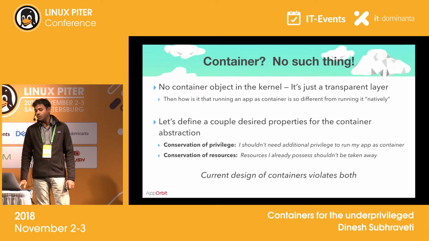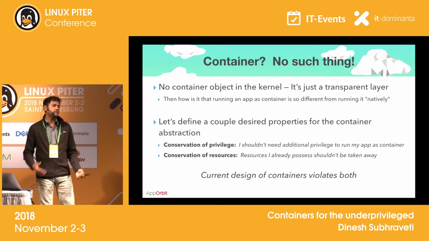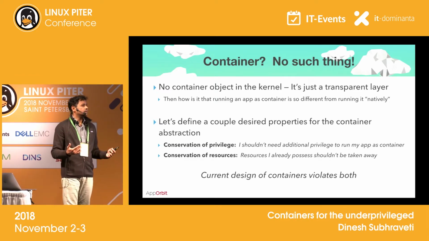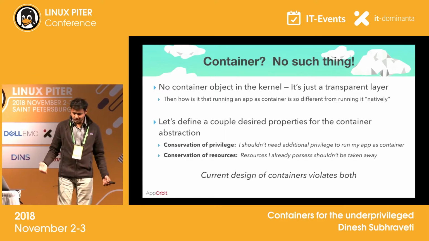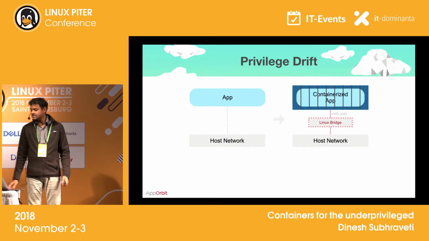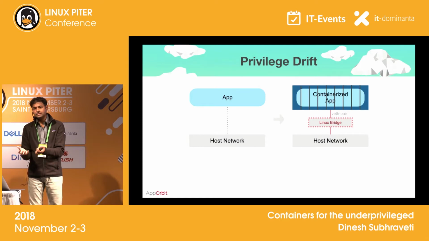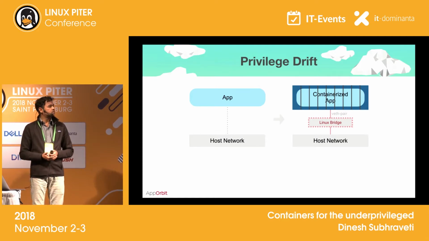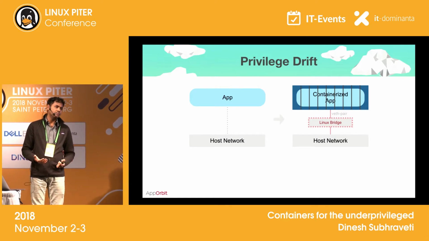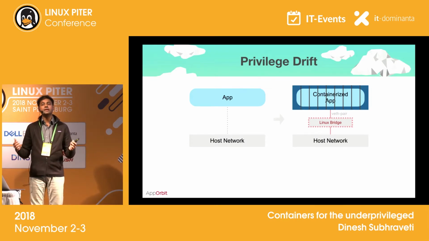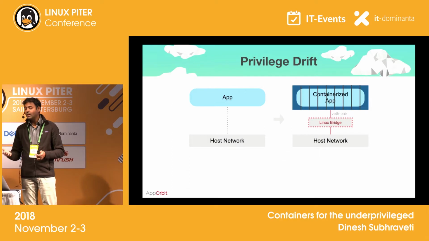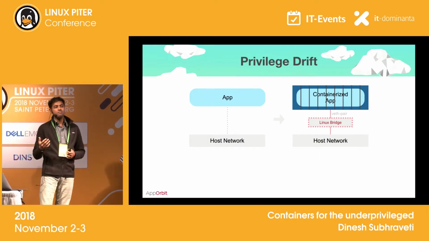But it turns out the current design of containers actually violates both. Privilege is not conserved and resources are not conserved. Once your application enters the containerized namespaces, it loses access to some of the resources that it had before, and it now suddenly requires more privilege to create that container. So why is that? The reason is mainly networking.